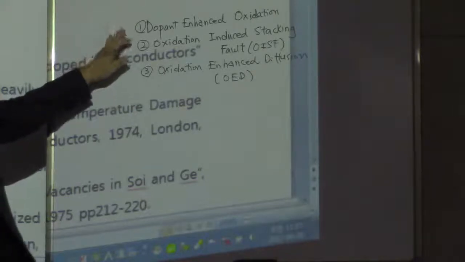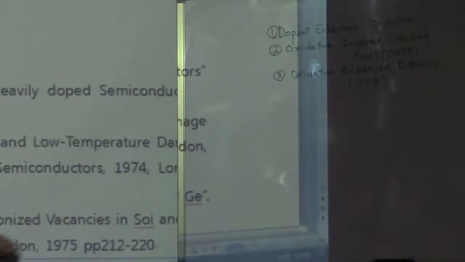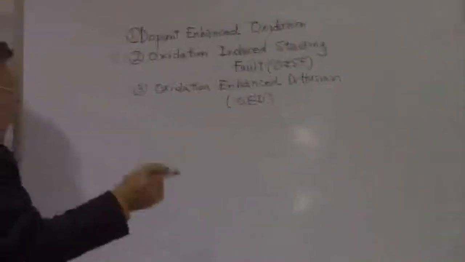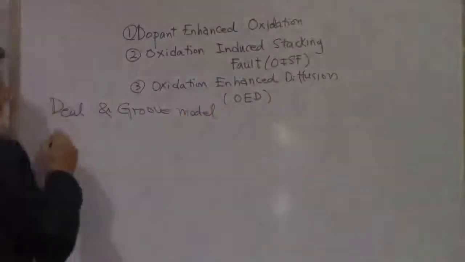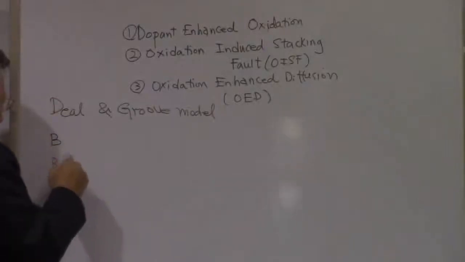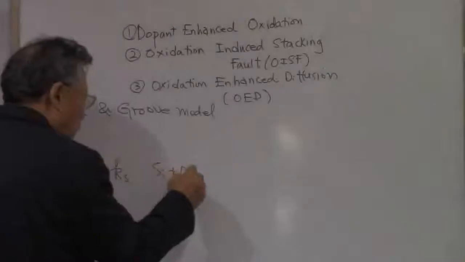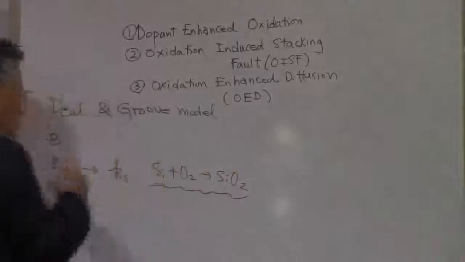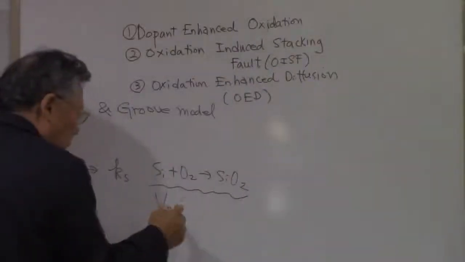Last time we talked about the dopant enhanced oxidation, and there we have seen that there are two constants in oxidation, in the Deal and Grove model. Here we have a parabolic rate constant B and the B over A linear rate constant. This linear rate constant is related to the surface reaction of silicon and oxygen forming silicon oxide. For this chemical reaction, the vacancy of silicon plays an important role.